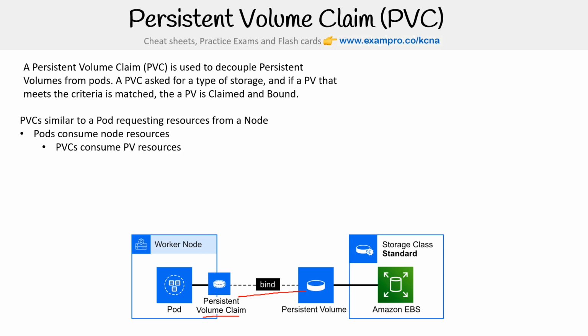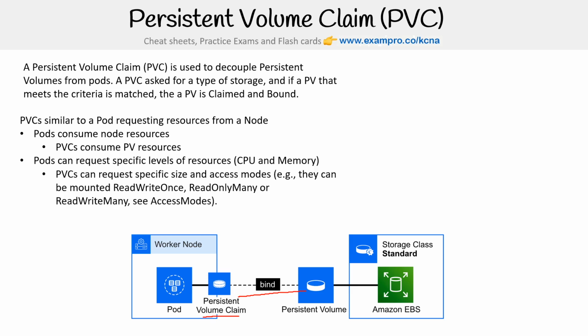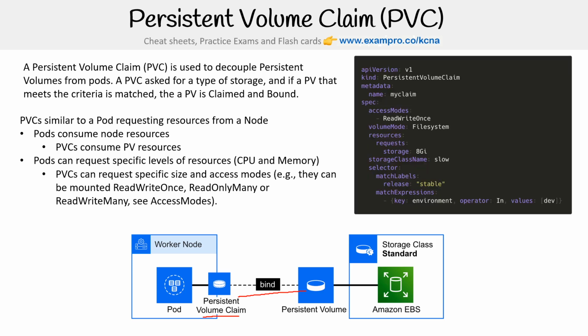Pods consume node resources, so a persistent volume claim consumes persistent volume resources. Pods can request specific levels of resources like compute and memory, as I was describing here, and a persistent volume claim can request specific sizes and access modes. And here's an example of a persistent volume claim.